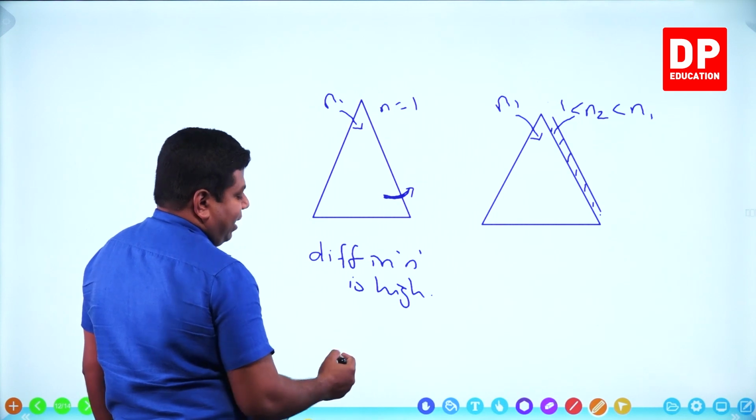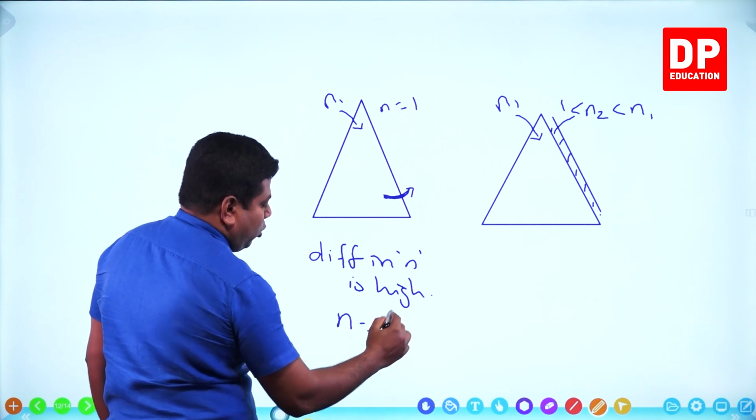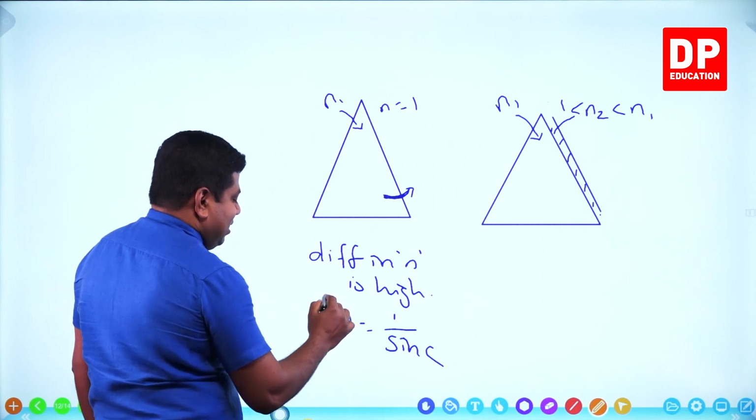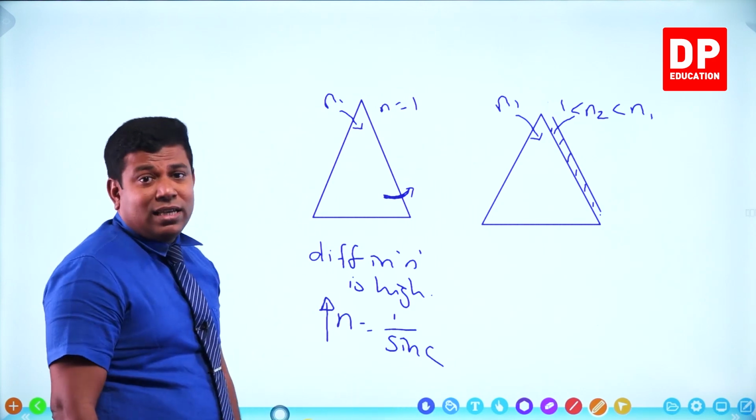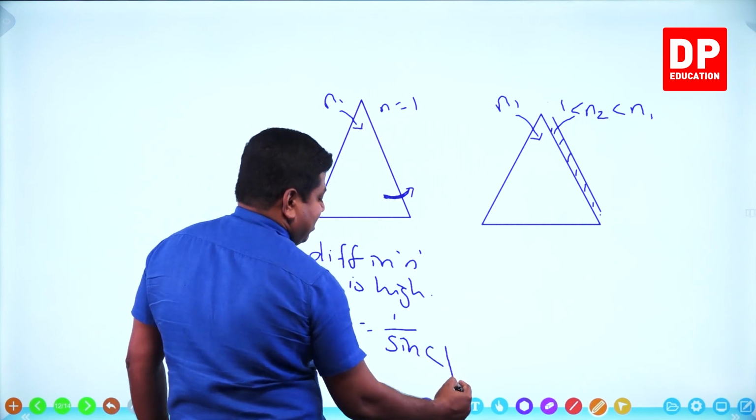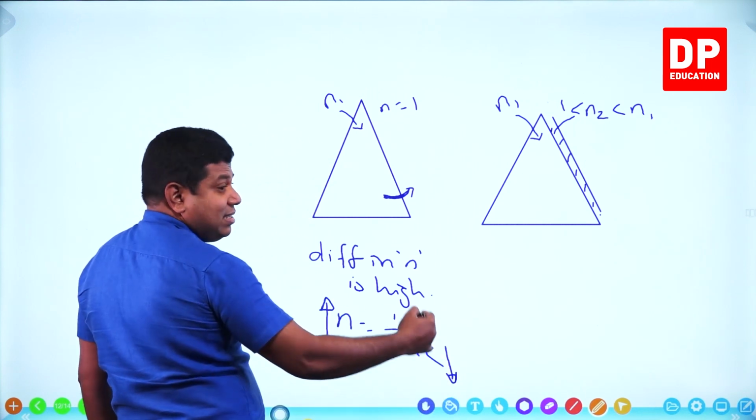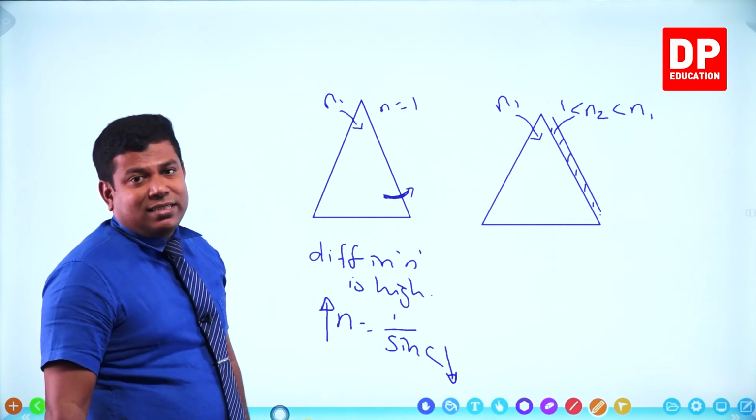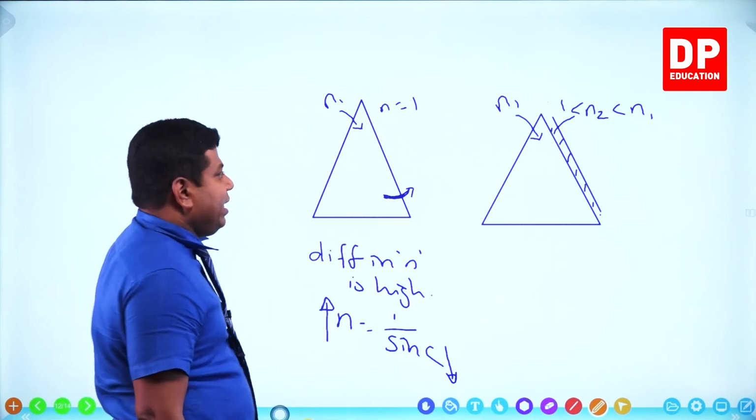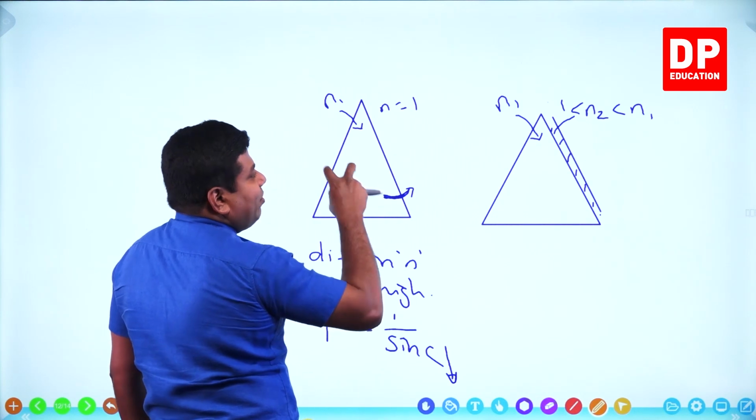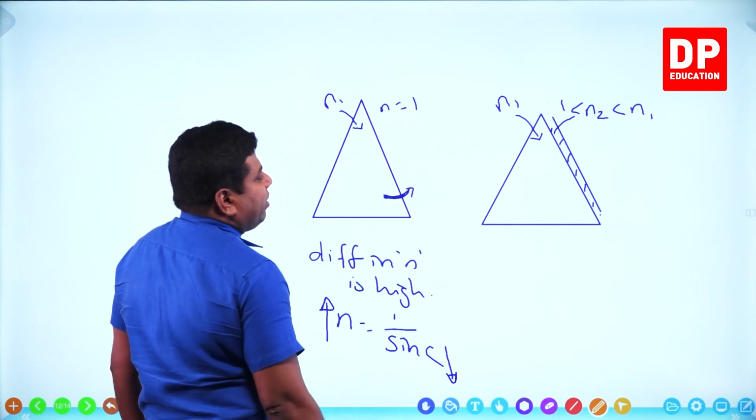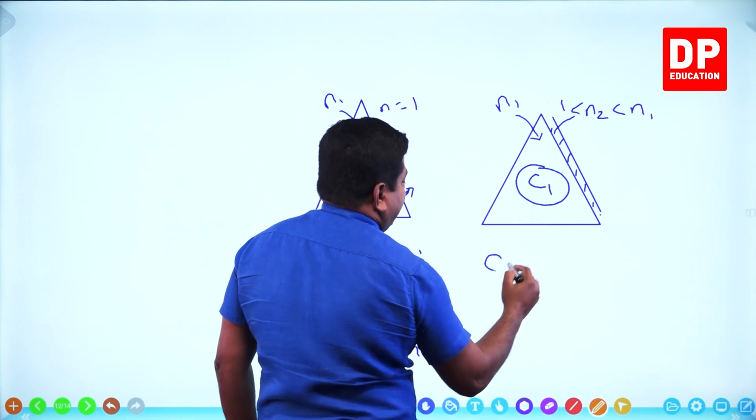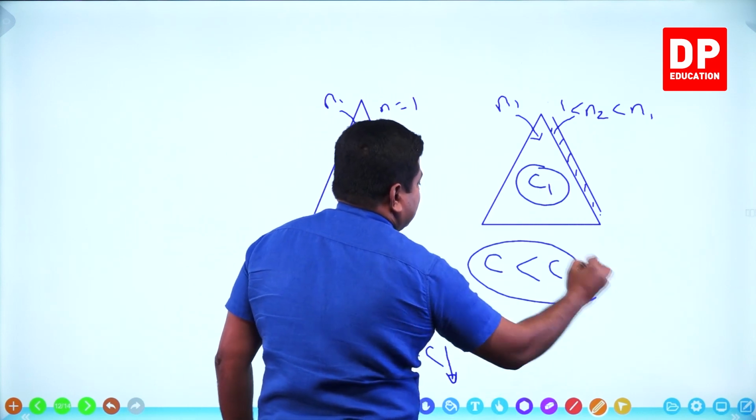Right? Then what we can say, let's say N equals 1 over sine C, right? So, when N increases, what will happen? C will decrease. Why? 1 over sine C has to decrease. Sine C decreases means C decreases. That's why here the C will be lower, here the C will be higher. Let me mark it as C and here C1 critical angles. C will be lower than C1.